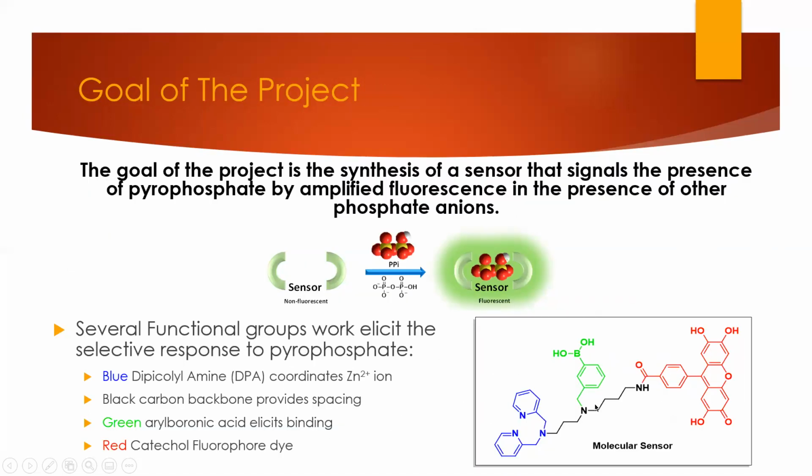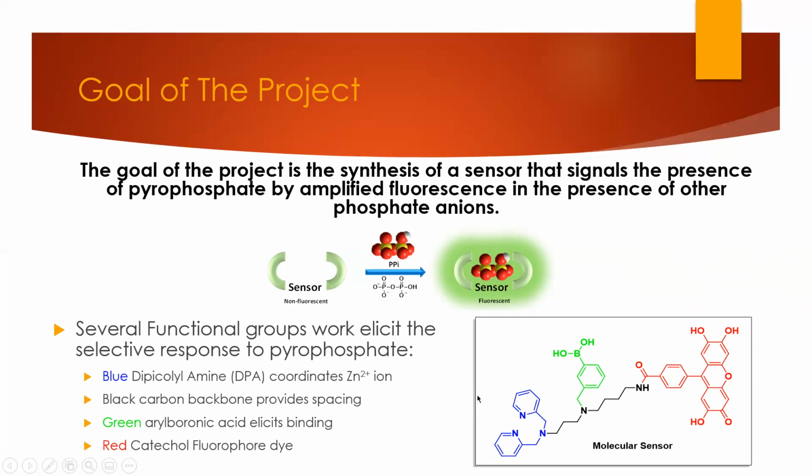So here is our proposed molecular sensor. That is the end goal of our project. So there are several functional groups present on the molecule that are described by the different colors. The blue group is a dipicolylamine, abbreviated DPA, which upon addition of zinc nitrate, a salt, the zinc will coordinate to the DPA group, and we will get into the mechanism of the sensor's function in a little bit.